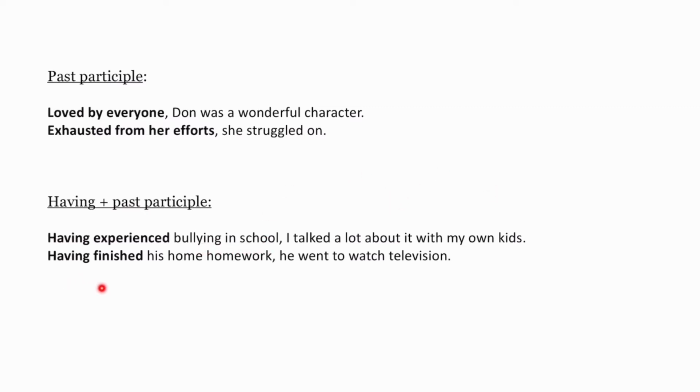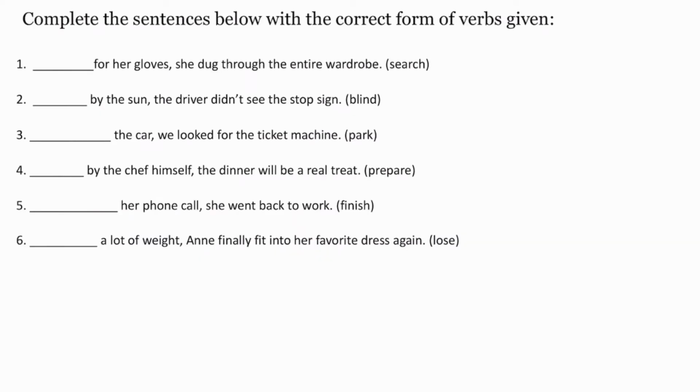Here we have having finished his homework. There's a typo here. He went to watch television. So this happened and then this followed. So it's a sequence of actions. Okay, and here we have some exercises just to work with that. This is the extra practice, participle clauses. It's on Moodle. Okay, so complete the sentences below with the correct form of the verbs given.